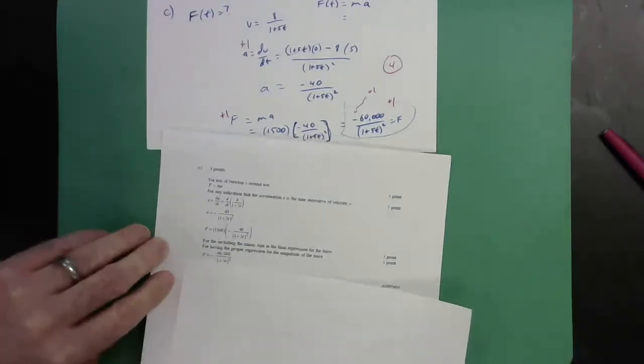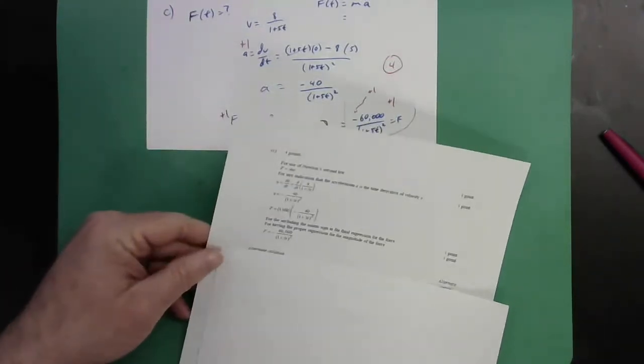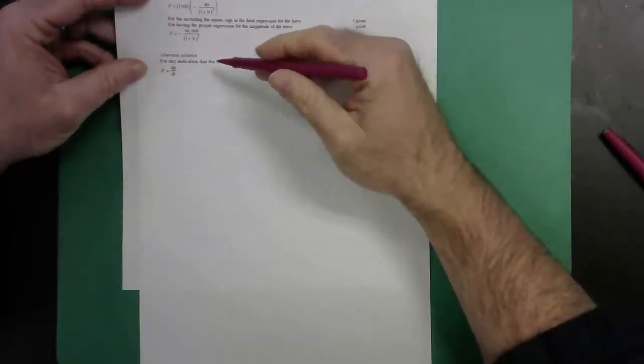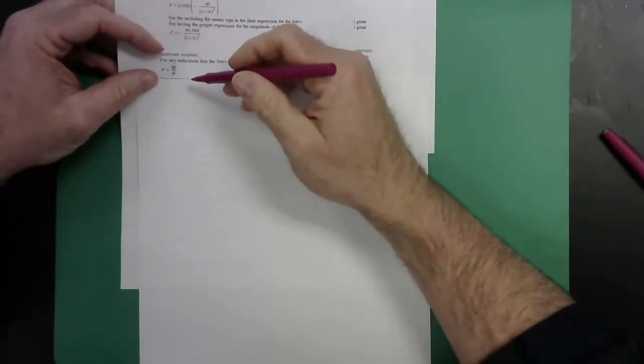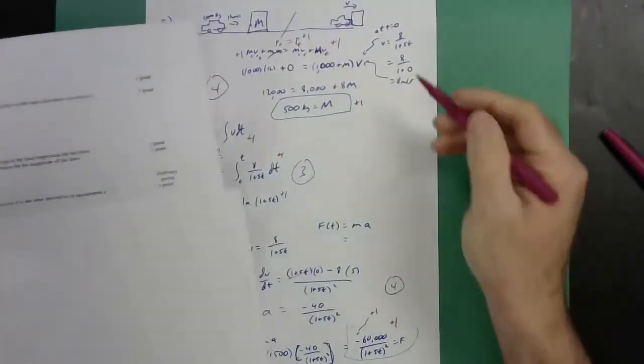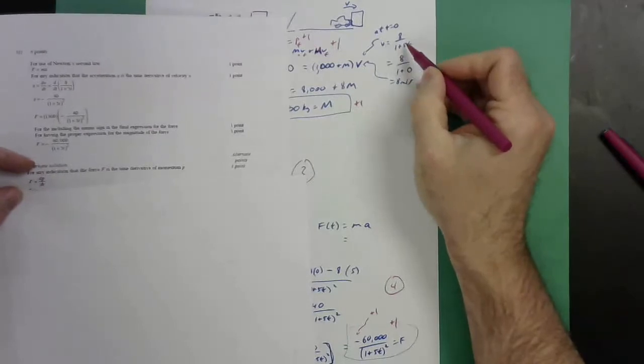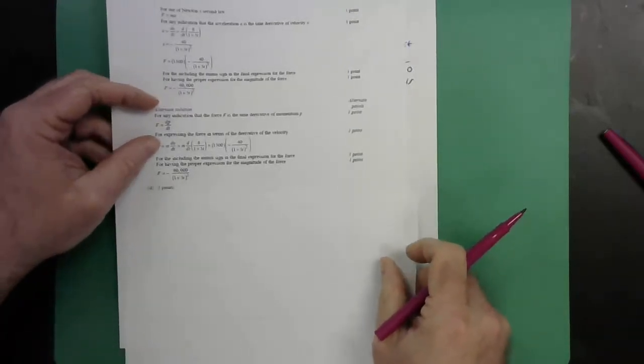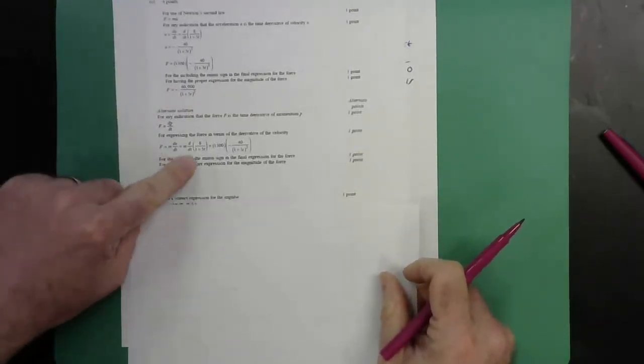Now it says here there's an alternate solution. That's another way we could have solved this. Any indication that force is the time derivative of momentum. We could have said F is dp/dt. So we would have taken the velocity function multiplied by the mass, which gives momentum as a function of time, and then taken the derivative of that momentum function. Yes, that's what they did.